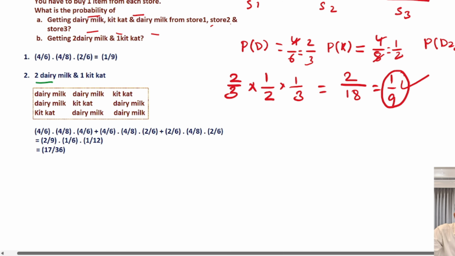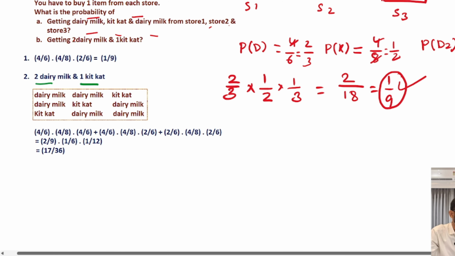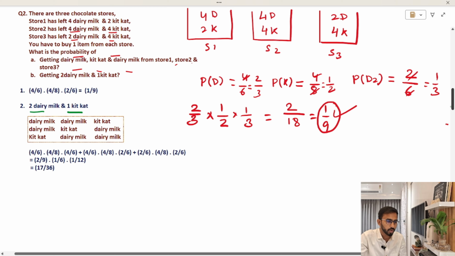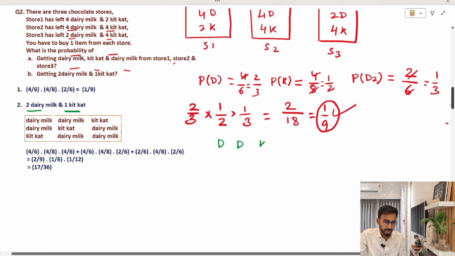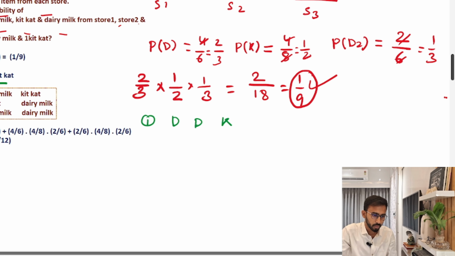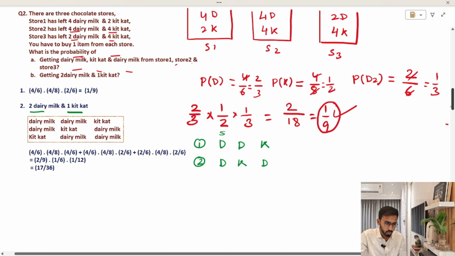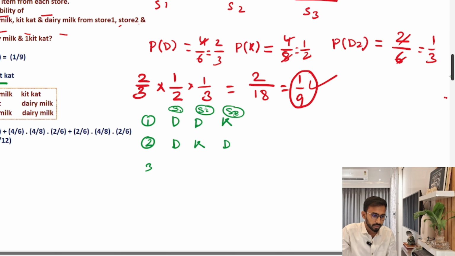Second question is 2 Dairy Milk and 1 KitKat. Here, which store is not mentioned. So if we have to choose 2 Dairy Milks and 1 KitKat, the combinations will be: Dairy Milk, Dairy Milk, KitKat. This is option number 1. Option number 2 will be Dairy Milk, KitKat, Dairy Milk, that is store 1, store 2 and store 3. And the third option is KitKat from store 1, Dairy Milk and Dairy Milk.